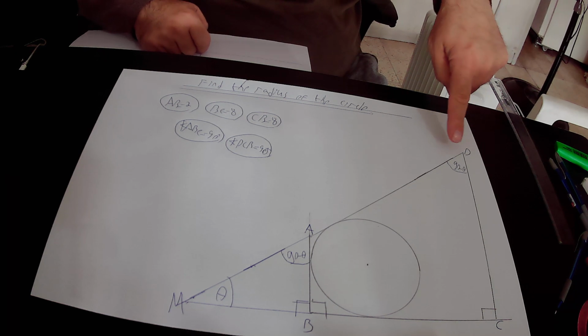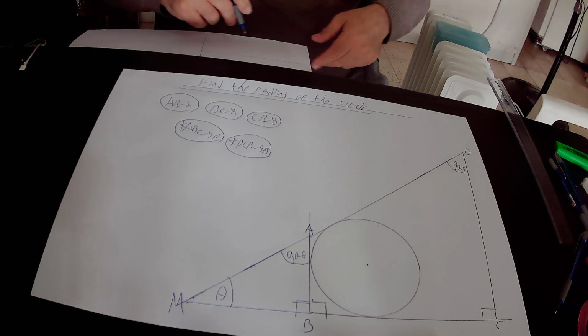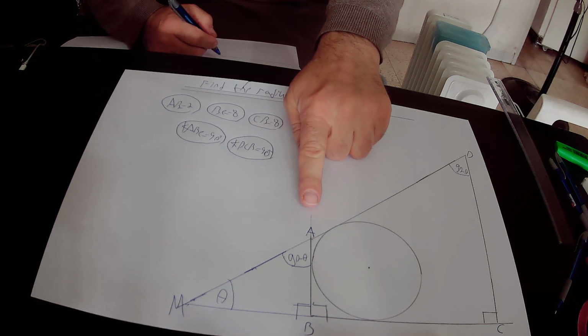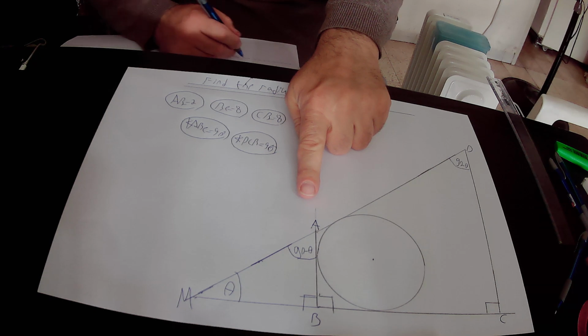So this is actually angle MDC in the big right triangle, and it is equal to this angle. That is actually angle MAB in the small triangle MBA.